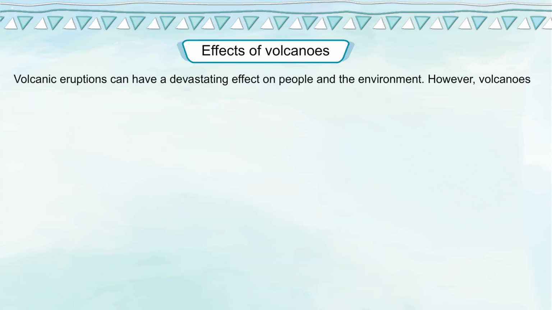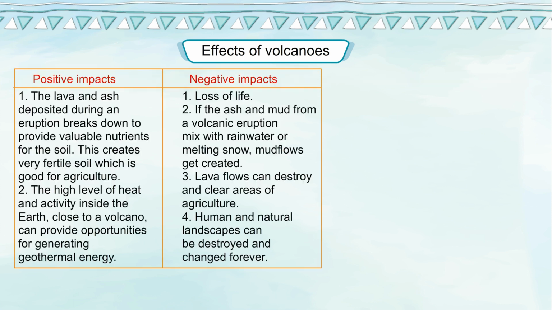Effects of volcanoes. Volcanic eruptions can have a devastating effect on people and the environment. However, volcanoes can also have a positive impact. Positive impacts. 1. The lava and ash deposited during an eruption breaks down to provide valuable nutrients for the soil. This creates very fertile soil which is good for agriculture. 2. The high level of heat and activity inside the earth close to a volcano can provide opportunities for generating geothermal energy.